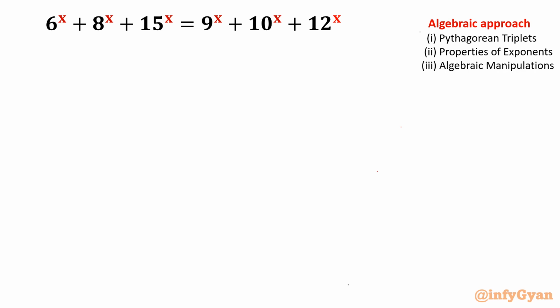In this video, we are going to solve one math Olympiad problem based on exponential equation. The equation is 6^x + 8^x + 15^x = 9^x + 10^x + 12^x. I am going to use an algebraic approach. Here you will see Pythagorean triplets, Pythagoras theorem, properties of exponents, and then ultimately we will use algebraic manipulation. So let's get started.